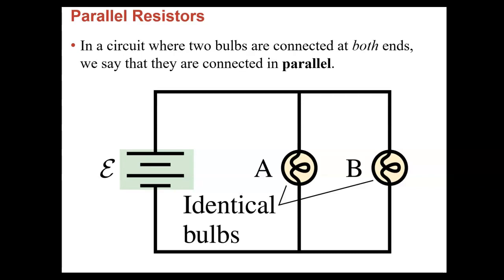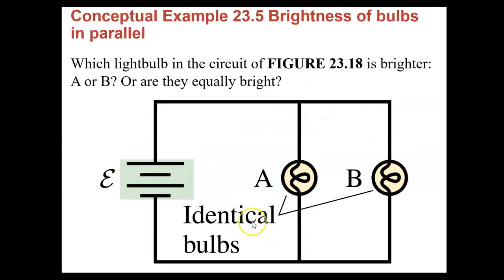Okay, so parallel circuits have bulbs that are connected at both ends. They're connected so that their bulbs are connected in different loops. So which bulb in the circuit is brighter, A or B, or are they equal again?